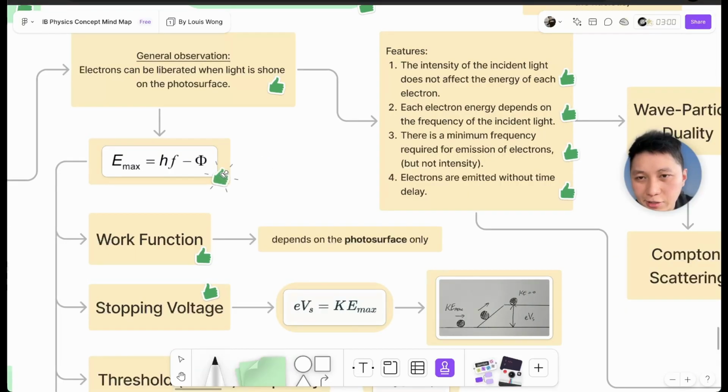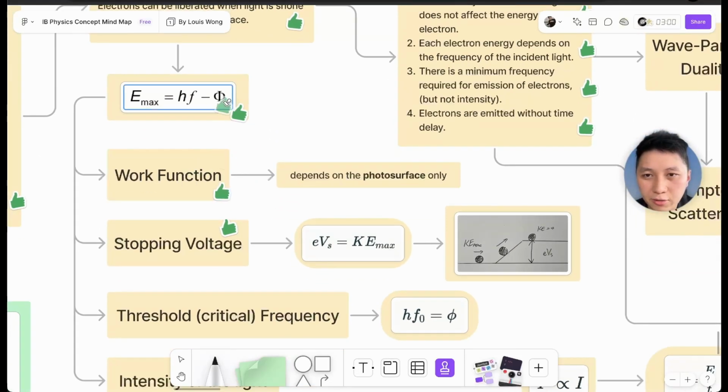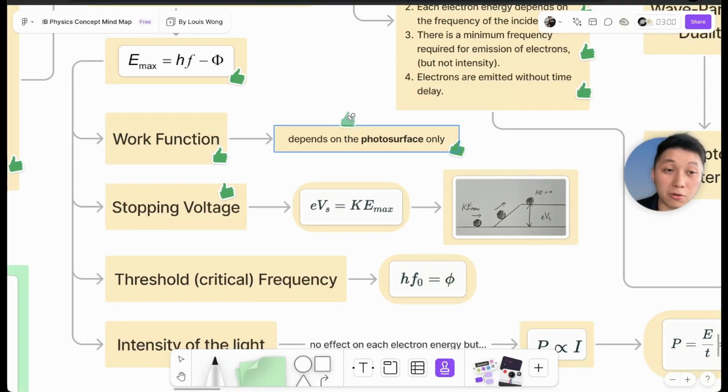So in terms of the equation, I'm sure you know this is the equation, and the work function here depends on the photosurface only. So different metals, nickel, iron, zinc, have different work functions. Some of them are harder, some of them are easier.